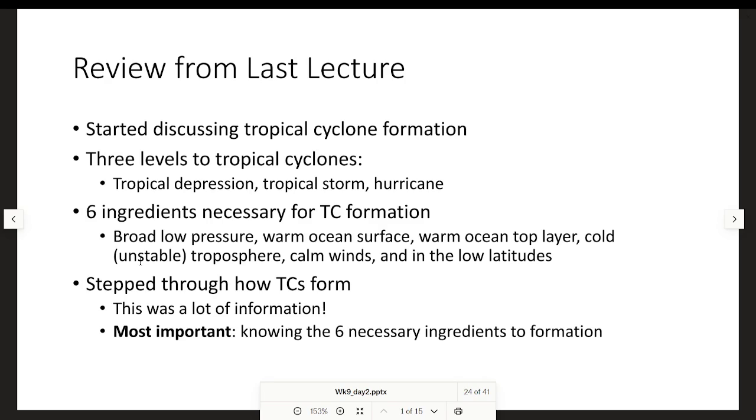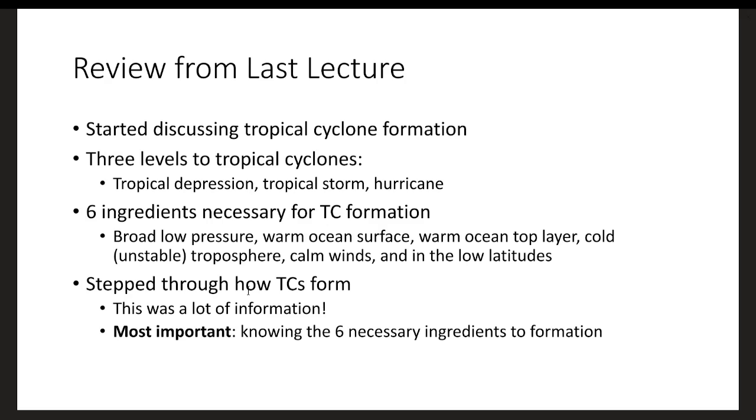Okay, so we just talked about tropical cyclone formation. And we talked about the 3 levels of the tropical cyclones. So the weakest is the tropical depression, which is less than 39 miles per hour sustained winds. Then once you hit 39 mile per hour sustained winds, we form the tropical storm. And once you hit 74 mile per hour sustained winds, that's when it forms a hurricane. And this is 10 meters above the ground.